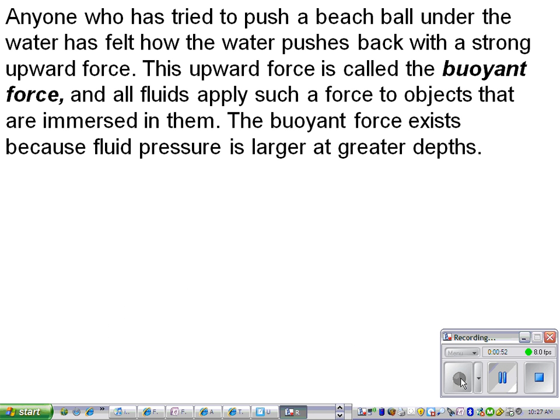An example of this would be anyone who has tried to push a beach ball into the water has felt how the water pushes back with a strong upwards force. This upward force is called the buoyant force, and all fluids apply such a force to objects that are immersed in them. The buoyant force exists because fluid pressure is larger at greater depths. So the further down you go into the fluid, the larger the force acting on you will be.